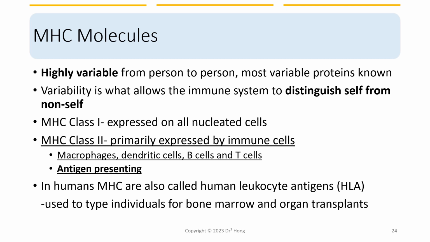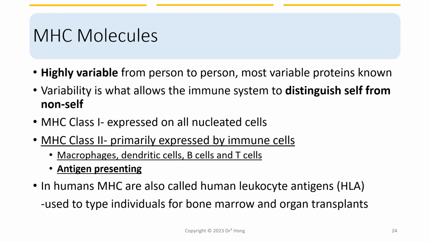So far, we have looked at receptors and molecules to tell non-self. What about self molecules? Now, here is a very important one called MHC molecules. Now, they are highly variable from person to person, and in fact, there are 2 major classes. First one is MHC class 1. They're expressed on all nucleated cells.